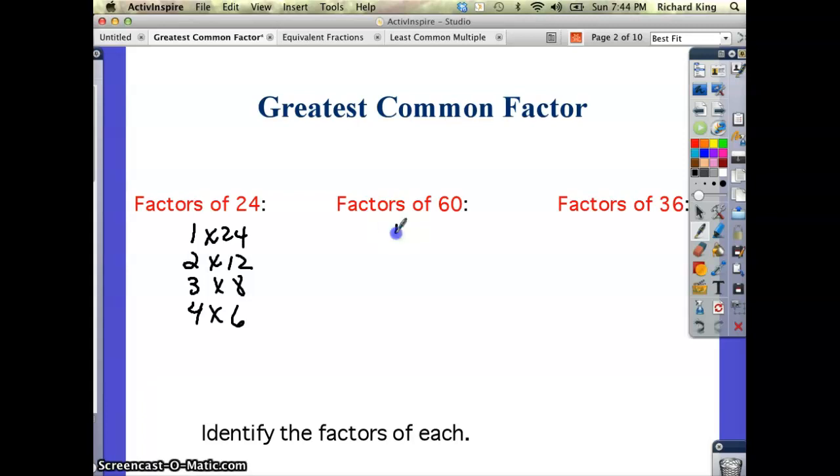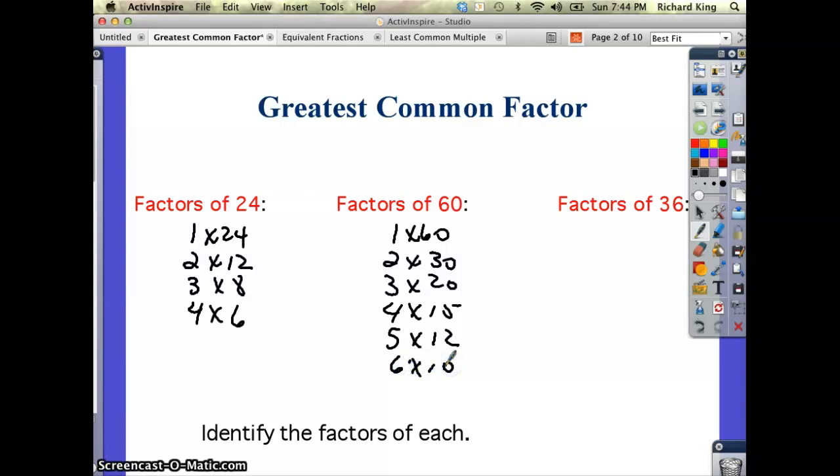So factors of 60: 1 times 60, 2 times 30, 3 times 20, 4 times 15, 5 times 12, 6 times 10, 7 won't go, 8 won't go, 9 won't go, and you're back to 10 here. So anyway, that's all the factors of 60. So now 36 is 1 times 36, 2 times 18, 3 times 12, 4 times 9, 5 won't go, but 6 times 6. So that's the factors of 36.